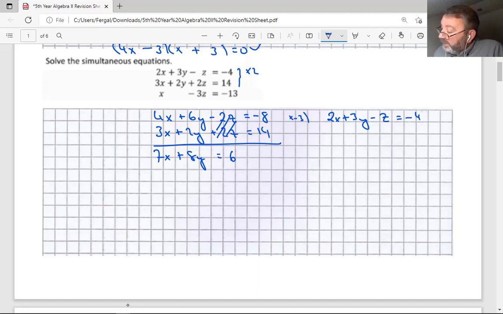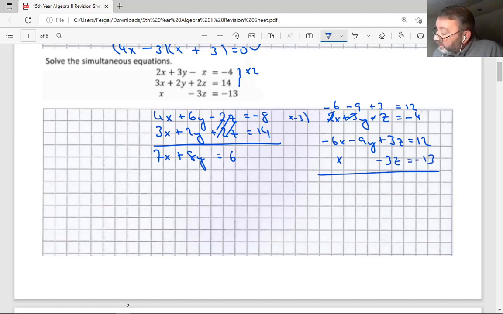So that's going to give me minus 6x. That's going to give me minus 9y. That's going to give me plus 3z. And that's going to give me equals 12. So the equation here is going to be minus 6x minus 9y plus 3z is equal to 12. Okay, that's just in order to get these ones the same. Then put down the x minus 3z is equal to minus 13. And again, you'll notice your z's are gone, and you'll end up with minus 5x minus 9y is equal to 12 minus 13, which is minus 1. And there's your second equation in x and y.